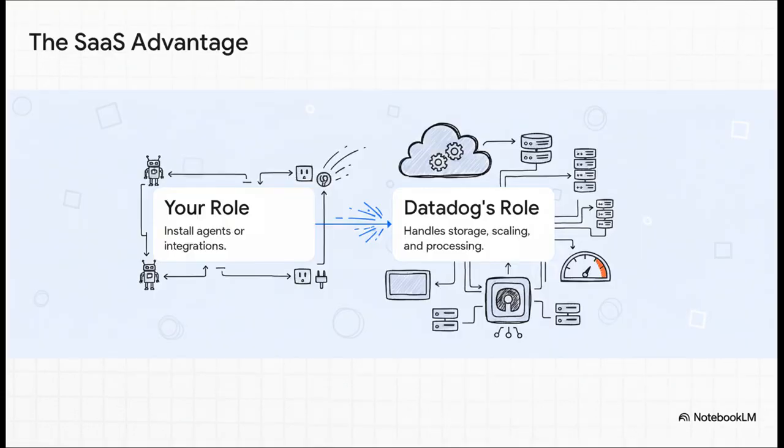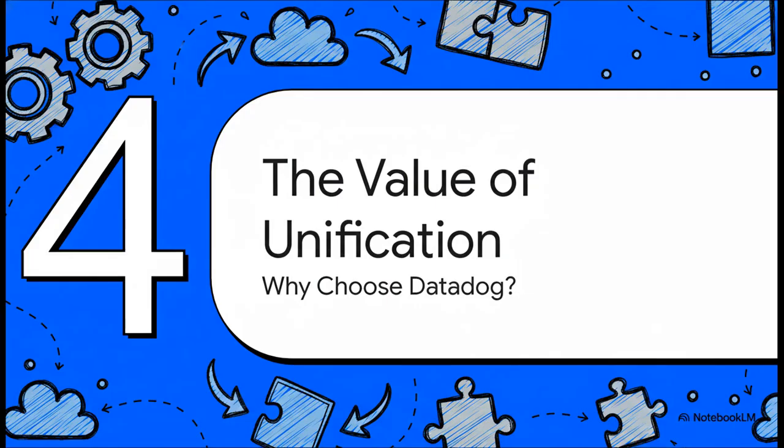Your job is pretty simple. You install these little agents or set up some integrations on your systems. That's it. From that point on, Datadog's own massive infrastructure takes care of all the heavy lifting, the storage, the scaling, the processing. It saves you an incredible amount of time and effort. Okay, so this all leads to the big question, why? Why do so many companies pay for a platform like this? Well, it all comes down to one word, unification.